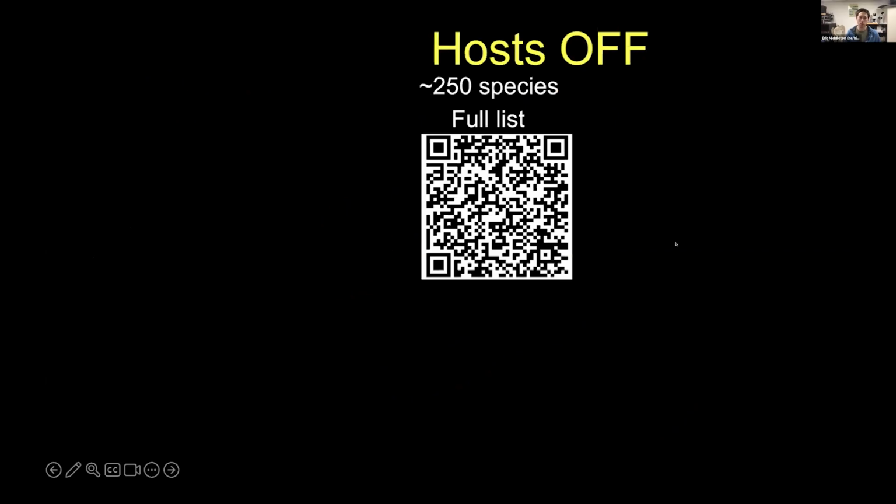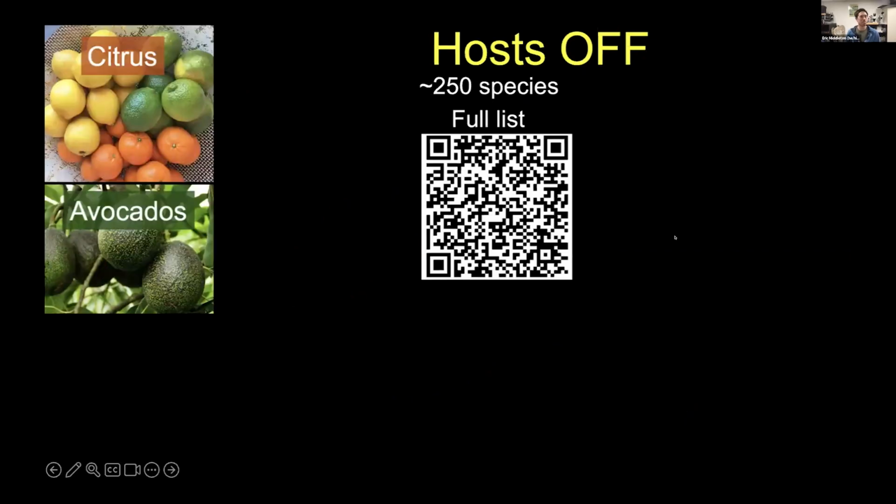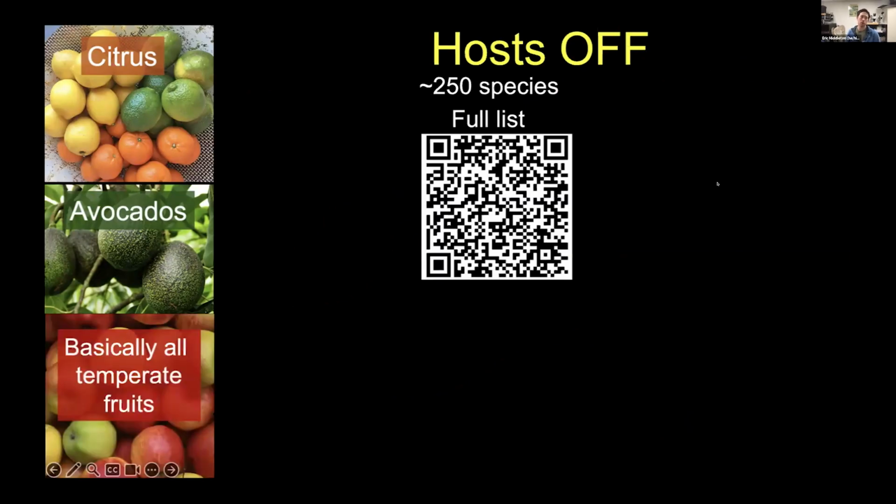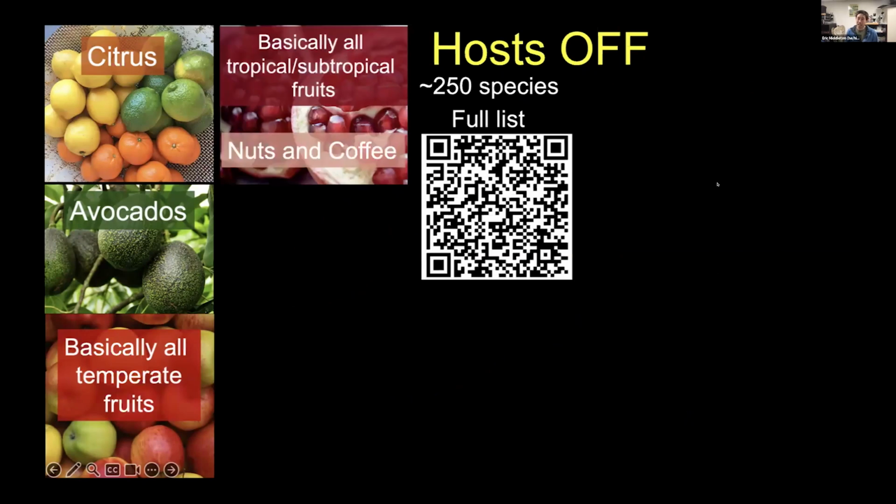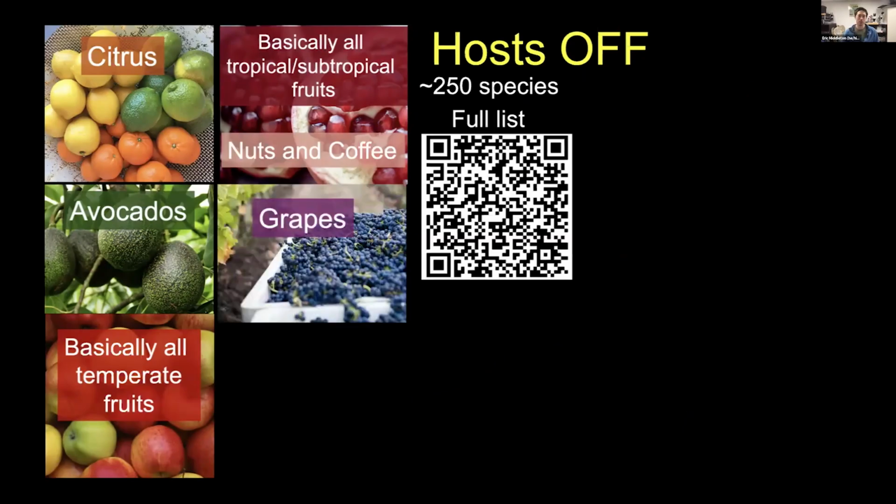There's a full list at this QR code right here, but there are about 250 species, and it's basically almost all the different fruits you could think of that can be affected by things like oriental fruit fly. Citrus, avocados, essentially all temperate fruits, so stone fruits and apples and pears, and basically all tropical and subtropical fruits that are grown here. That also includes nuts and coffee, which you might not normally think of as fruits, but definitely have that exterior that these fruit flies can use as hosts.